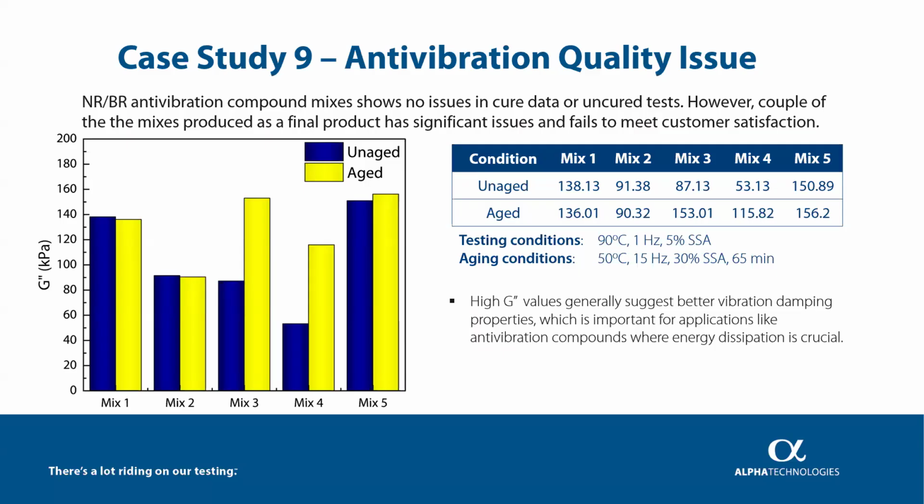Mix 3 and Mix 5 displayed the highest G double prime values after aging. Notably, Mix 5 also showed minimal change between the unaged and aged G double prime values, indicating strong stability and durability under dynamic conditions, both essential for long-term product performance. This case clearly demonstrates how RPA aging protocols can uncover subtle but critical differences in compound behavior that standard cure or uncure tests may completely miss.